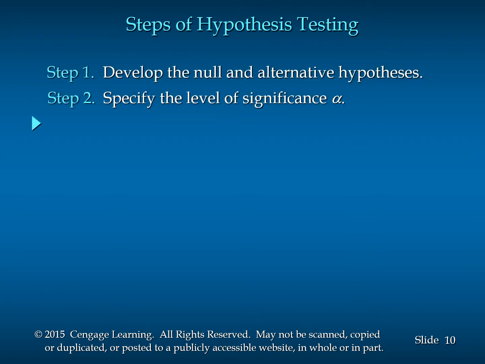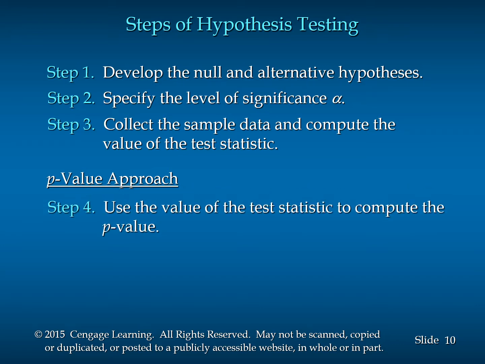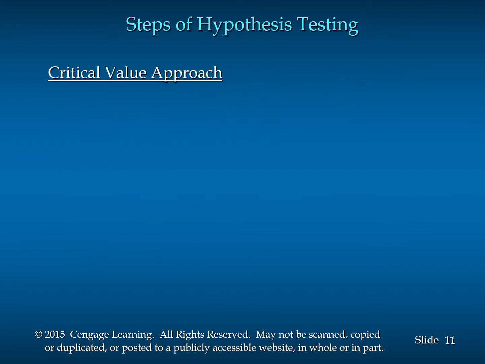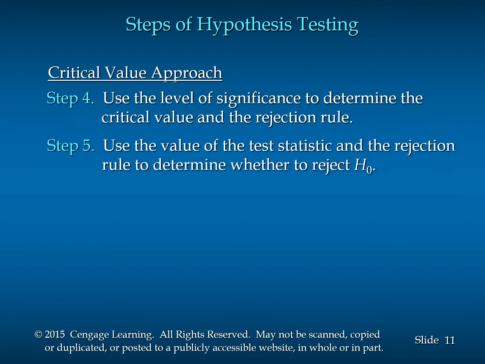It's convenient to follow a 5-step process for hypothesis testing, whether we're doing the p-value approach or the critical value approach. Obviously, the first step, develop the hypotheses. The second is determine the level of significance alpha. The third is collect the data and compute the value of the test statistic. For the p-value approach, we will use that z-test value to compute a probability or a p-value. And finally, we will compare that p-value to the significance level. For the critical value approach, steps 4 and 5 change. We use the level of significance to determine the critical value, and then we compare the test statistic, our z-test, to that critical z and determine whether to reject the null hypothesis.